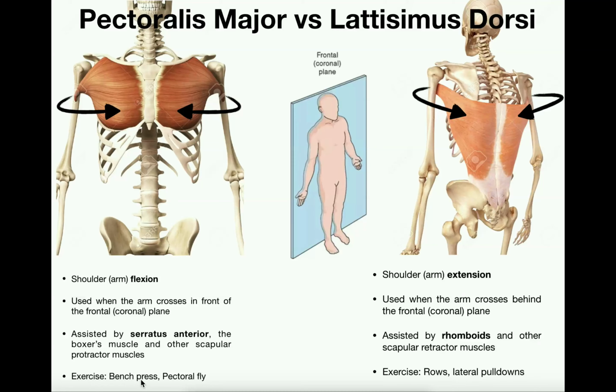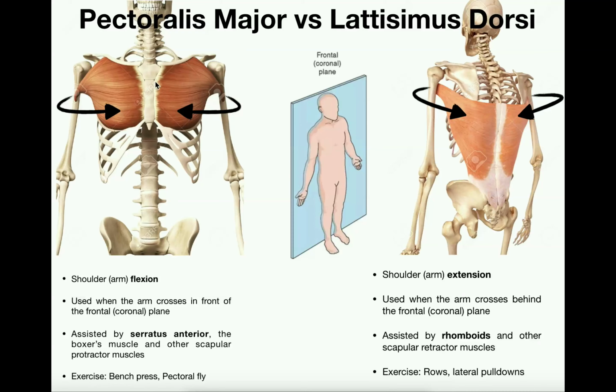Pectoral flies are the same way. That typically occurs with a dumbbell in each hand. But in a pectoral fly, in the up phase, you're actually moving those arms in front of the frontal plane. Even if you threw a punch in front of you with either arm, that's still moving your humerus in front of that frontal plane. And the major muscle involved in that shoulder flexion is going to be the pectoralis major.